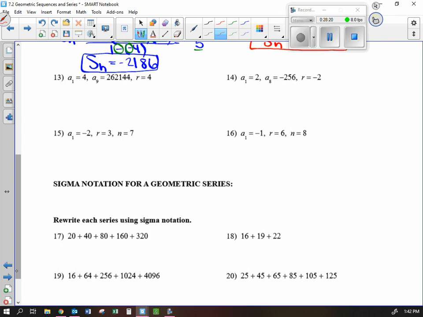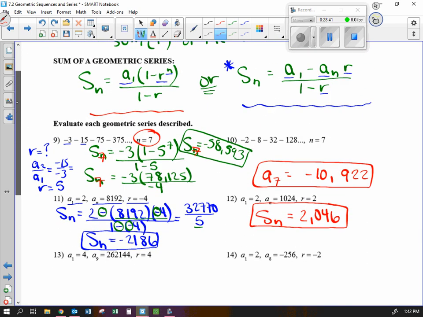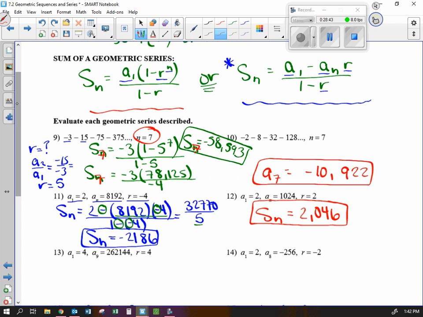So for 13, we're given a sub 1 equals 4. We're given a sub 9 equals this horrendous number, 262,144. And then we're given the common ratio of r equals 4. So here, we're going to be using which formula based on what we're given?